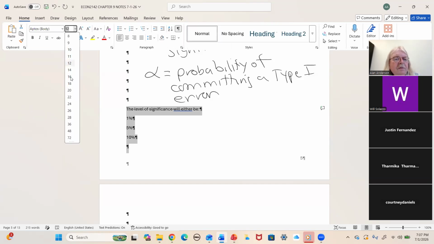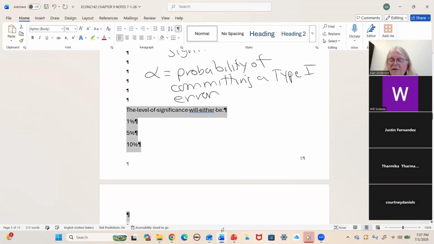That has to be given to you in the problem. This is not something that you will choose when you do one of these problems. It has to say in the problem, use the level of significance of X, okay?